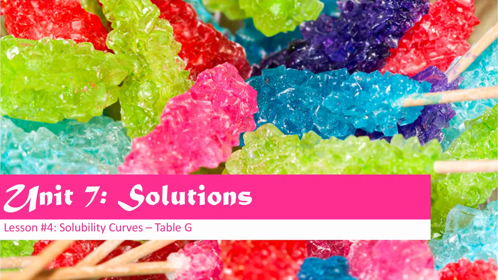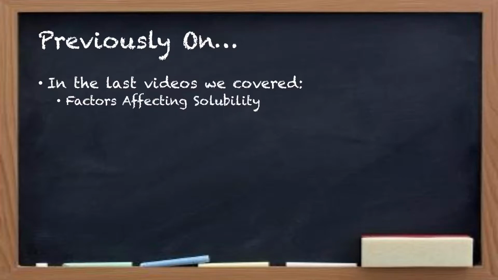Hey everybody, welcome back. This is lesson 4 in Unit 7, and today's lesson covers solubility curves, which is found on table G on your chemistry reference table.